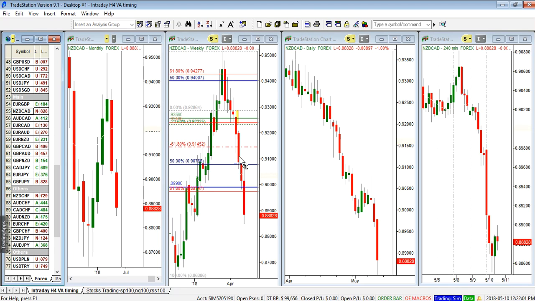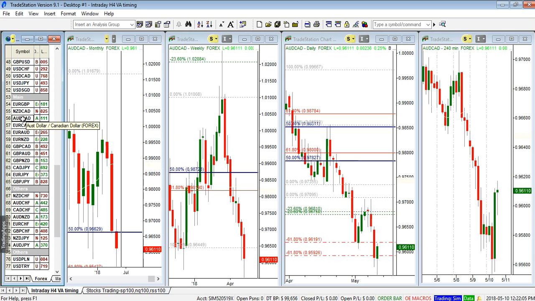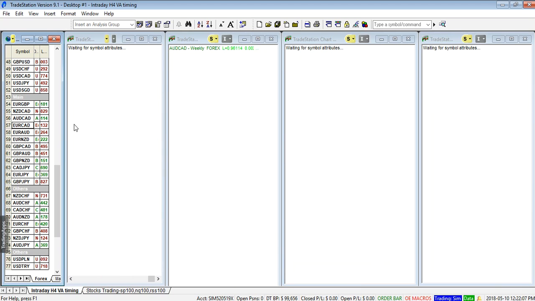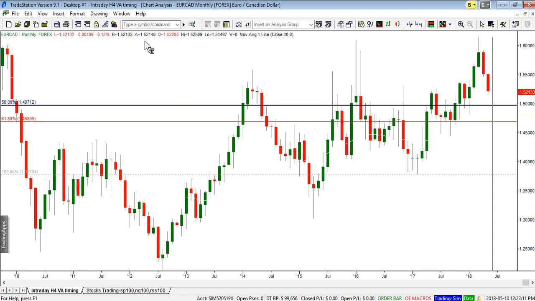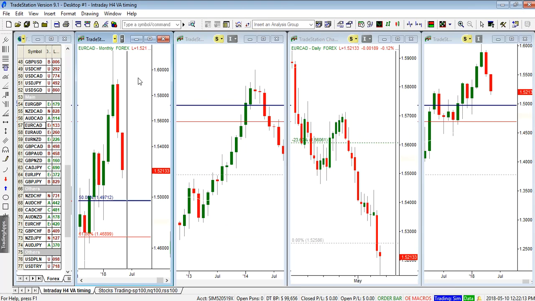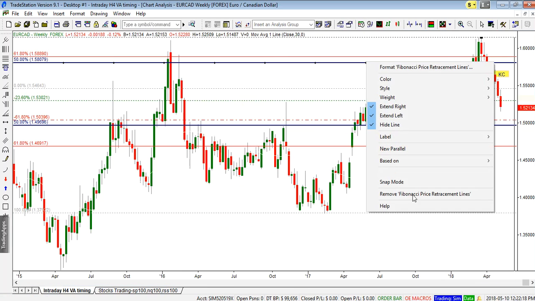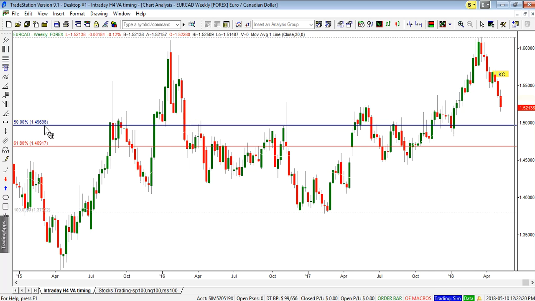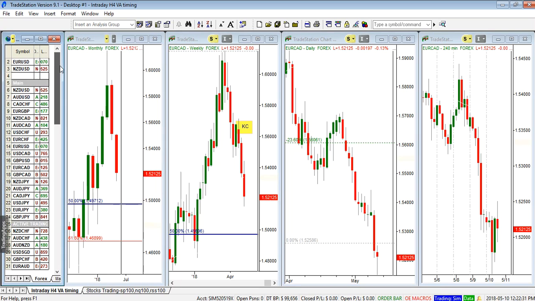New Zealand dollar, Canadian dollar continues lower, very extended price. Euro Canadian dollar, same thing with the strength in the Canadian dollar. Now we are seeing this market continuing the correction here. This market is likely going to test the 49.70 level. Okay, if you have any requests for charts, just let me know. And for now, we will close it here.